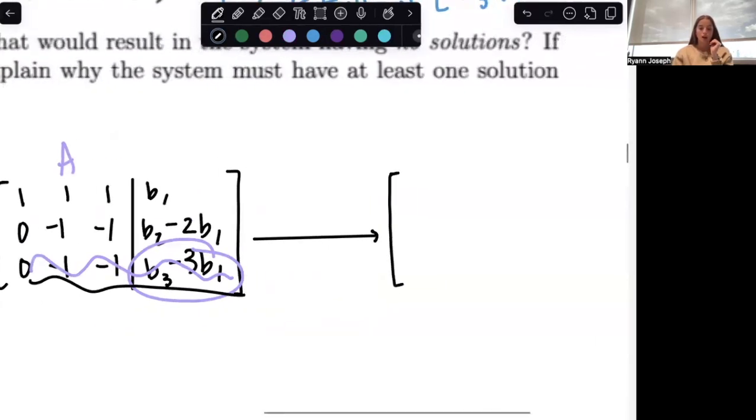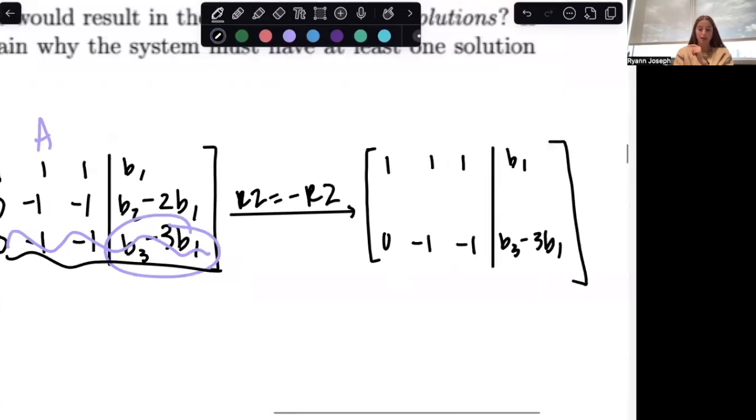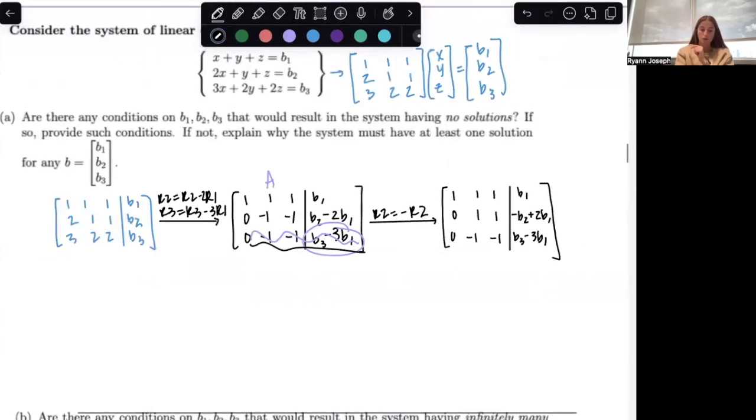So I'm going to deal with row 2. I'm going to do row 2 is equal to negative row 2 because I want to get that leading 1 in the second row in the second column. So first row doesn't change. Last row doesn't change. My second row, I'm just negating it. So 0, 1, 1. Negative b2 plus 2b1. Cool.